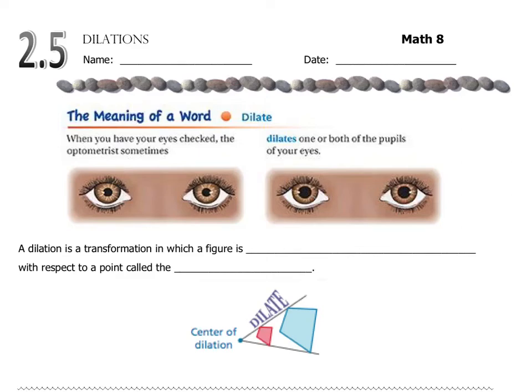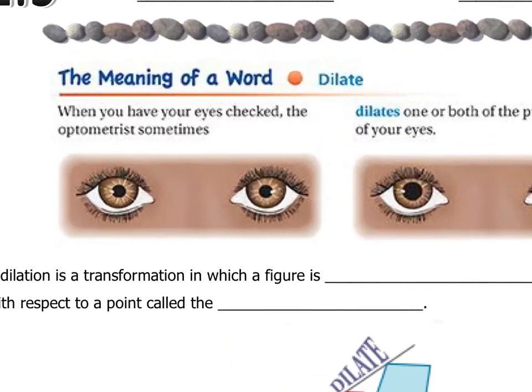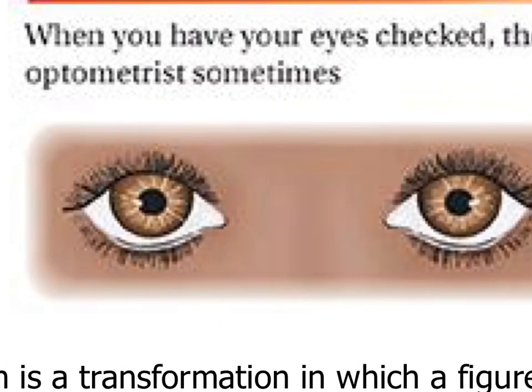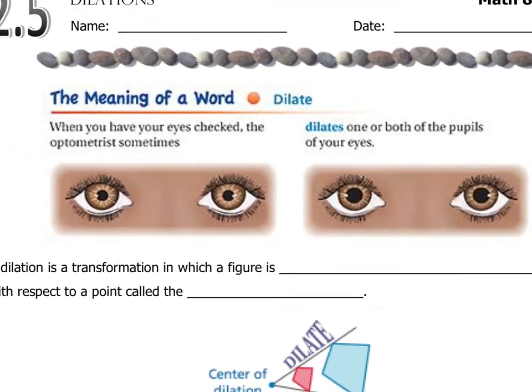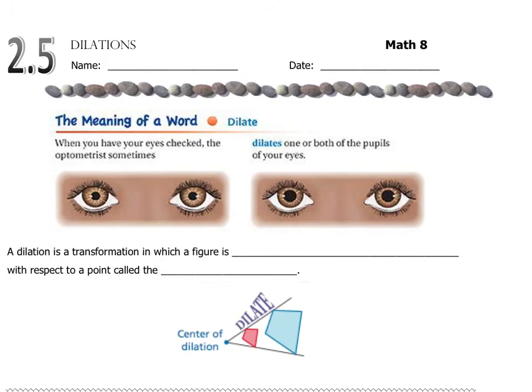Today we're going to talk about another transformation, dilations. When you go to the eye doctor and have your eyes checked, sometimes they will use something to dilate one or both of your pupils. If you look at the picture on the left and the picture on the right, your eyes dilate, meaning it gets bigger. It kind of zooms in and then zooms back out, right? The black in the middle of the pupil enlarges when your eyes are dilated.